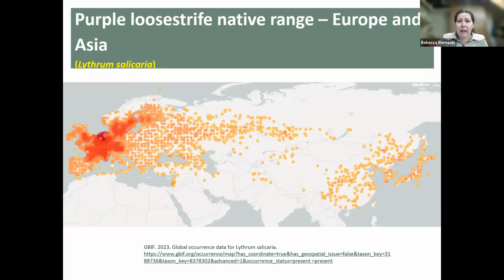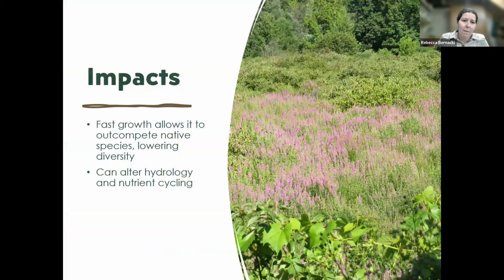Native range of this species, again, Europe and Asia, as you can kind of see on this occurrence map. And the impact: the species grows really fast, and in addition, it has a really high reproductive potential. If you have 1.1 plant, you could have up to 2.7 million plants the next year if all those seeds were to germinate. So you can just picture how exponentially fast an infestation can get out of control. Its fast growth with that high reproductive output allows it to outcompete our native species and lower the diversity of these sites. It is a wetland species, and it can alter the hydrology of nutrient cycling within wetlands.